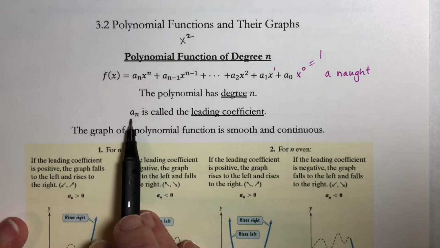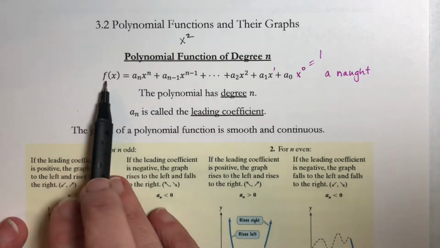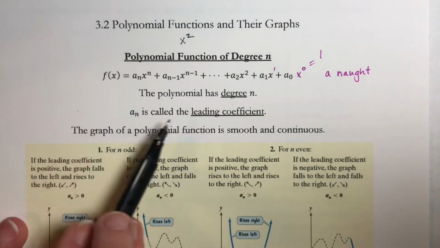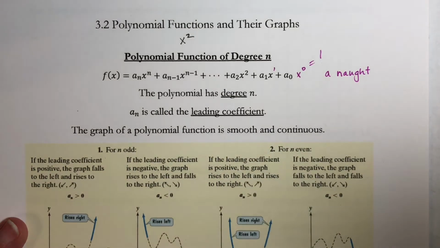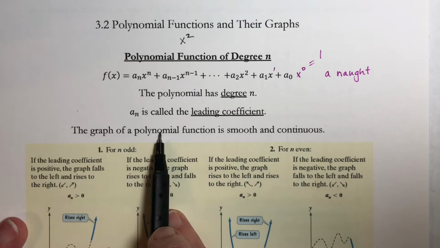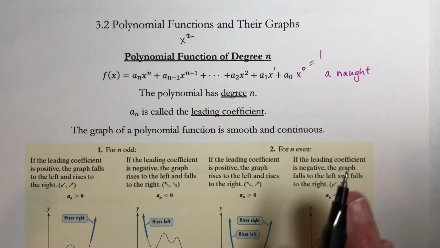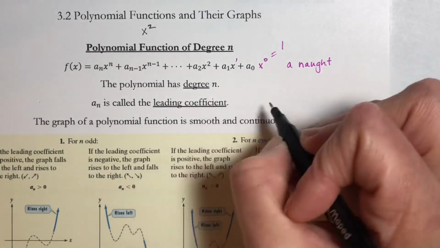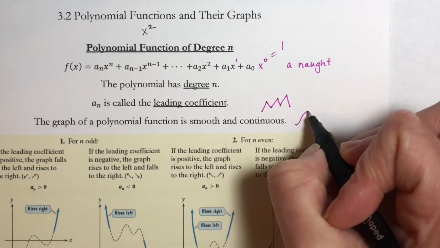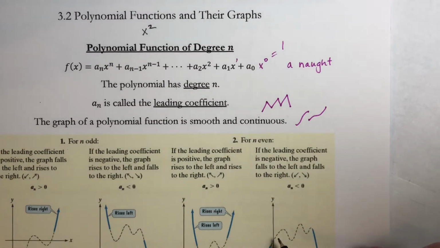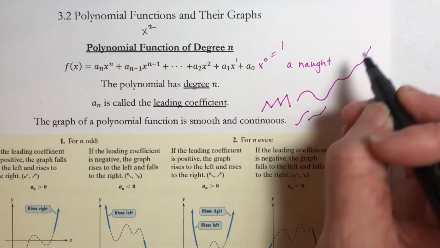Okay, so the a sub n is the number in front of our x to the largest exponent. If we have these written in descending power order, an is our first coefficient. This is called the leading coefficient. The graph of a polynomial function is smooth and continuous. Now these have very specific meanings in math, but in general, smooth means you don't come to sharp points anywhere, and continuous means that you don't have any jumps. So a polynomial function, whatever it looks like, is going to be a smooth curve of some kind.